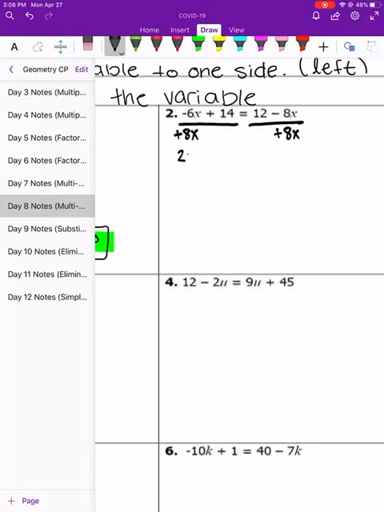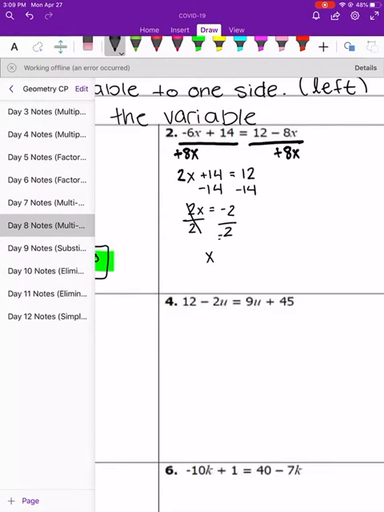So negative 6x plus 8x is a 2x plus 14 equals 12. Subtract 14 from both sides. So 2x equals negative 2. Last step is to divide by that 2. And we are left with x equals negative 1.